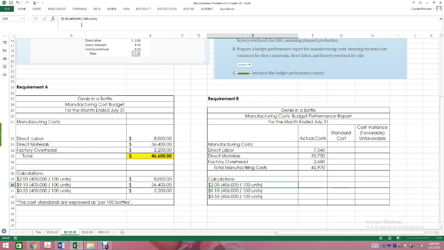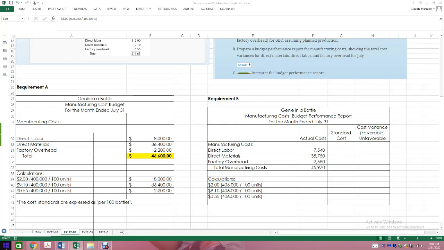In the prior calculation, we were calculating based on the standard production of 400,000. Here, because we are doing a budget performance report comparing actual to standard, we need to make sure that they're apples to apples. I'm going to compare my actual cost for manufacturing 406,000 bottles to the standard cost of manufacturing 406,000 bottles. So we just have to do that minor change in our calculations, rerun them, and let's see what they give us.